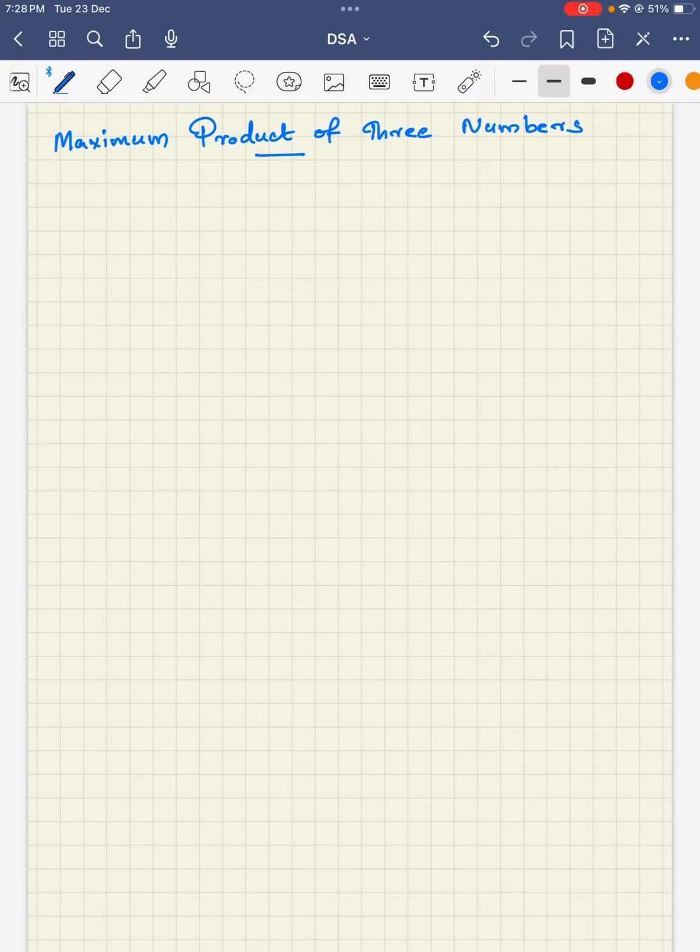Welcome everyone to another interesting DSA problem. This particular problem is pretty much easier. So let's try to understand what the problem statement is.